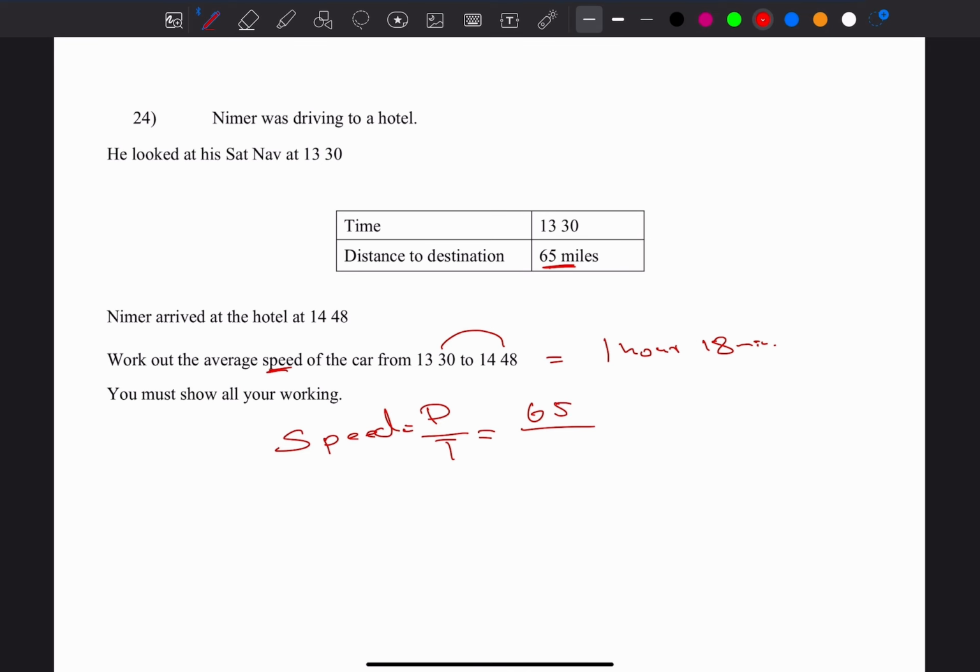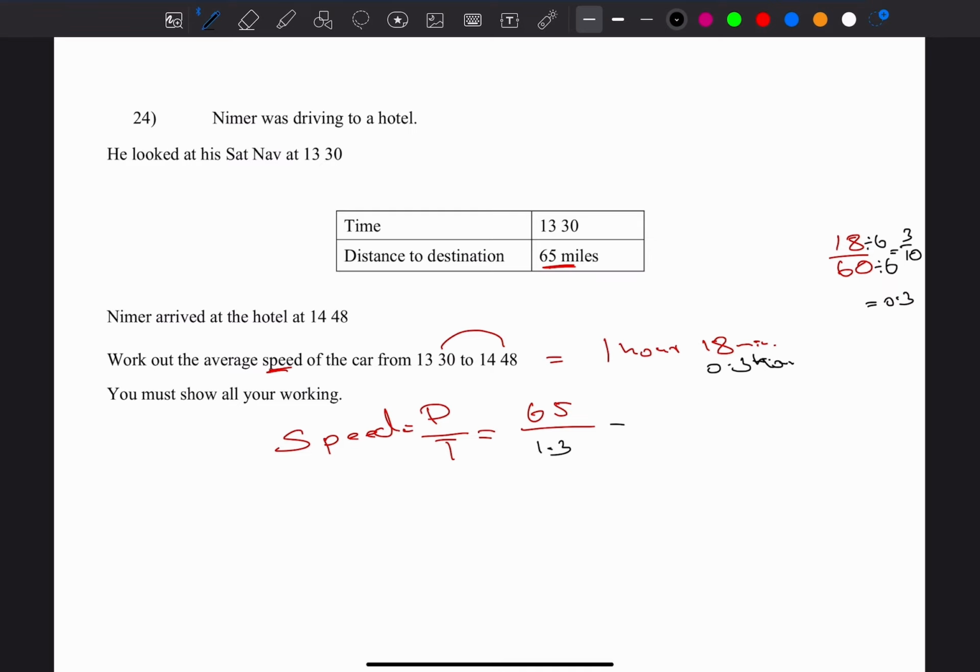I have to do it in hours, so the 18 minutes has to become a decimal. 18 divided by 60. You can put it on a calculator, or if you want to divide it manually, you can divide it by 6. If you do it manually, it's 3/10, so that's 0.3. It's 1 hour and 0.3 hours, so 1.3 hours.